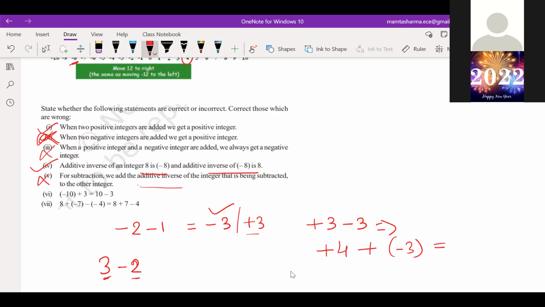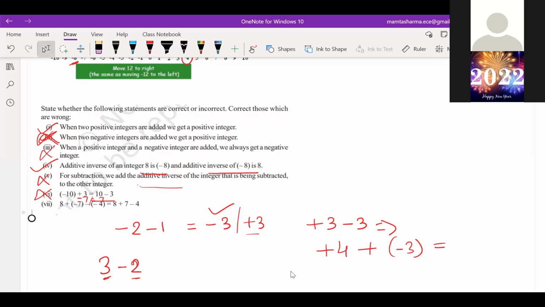Now, is it true? Minus 10 plus 3 is equal to plus 10 minus 3. No, ma'am, that's false. If we solve the left hand side, we'll get minus 7. On the right hand side, we'll get plus 7. So they both are not equal. It means the statement is false.